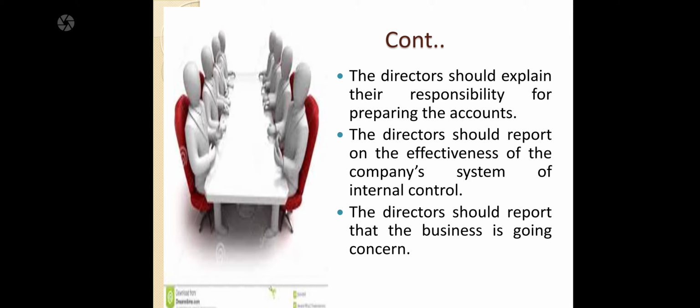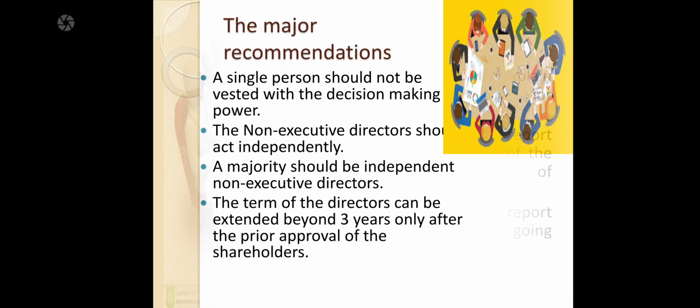Then the report should be on the effective use of the company's systems and internal control, and the director should report that the business is a going concern, how we are going to maintain the records, and how we have taken the decisions. So we have to consider these as the 4 best practices.